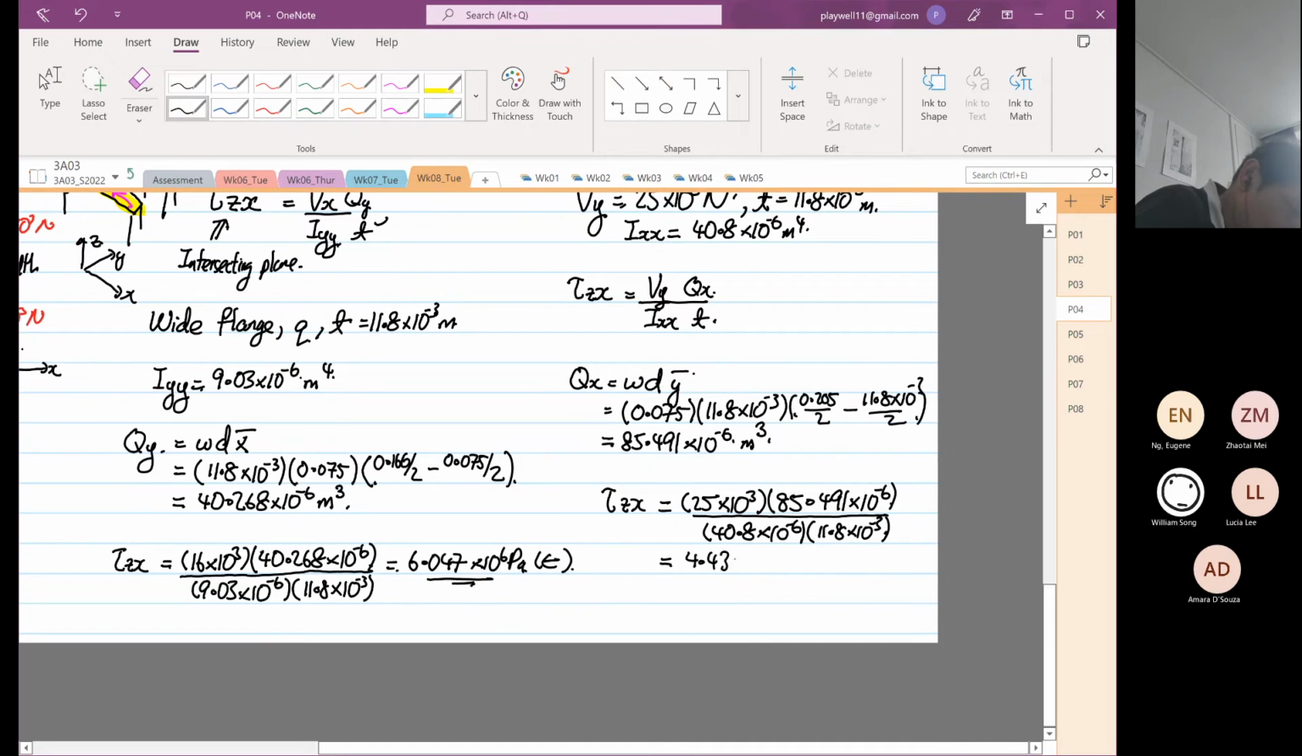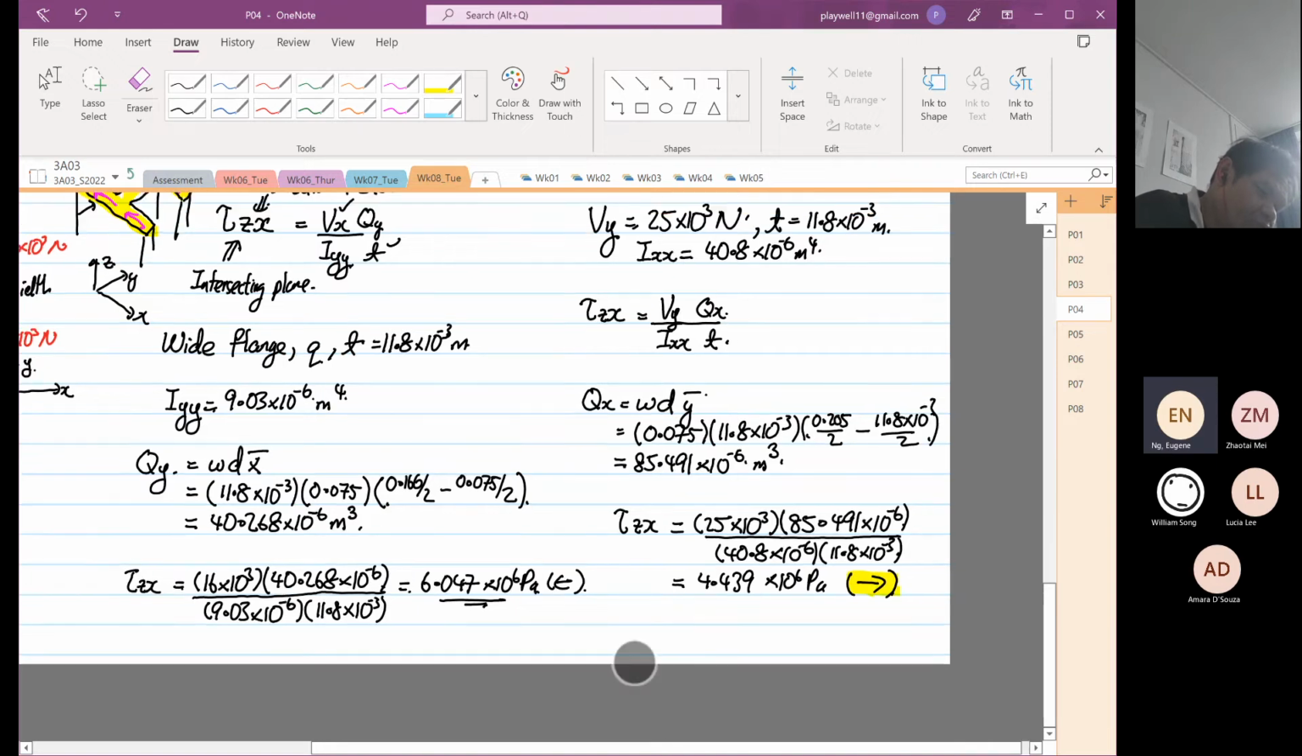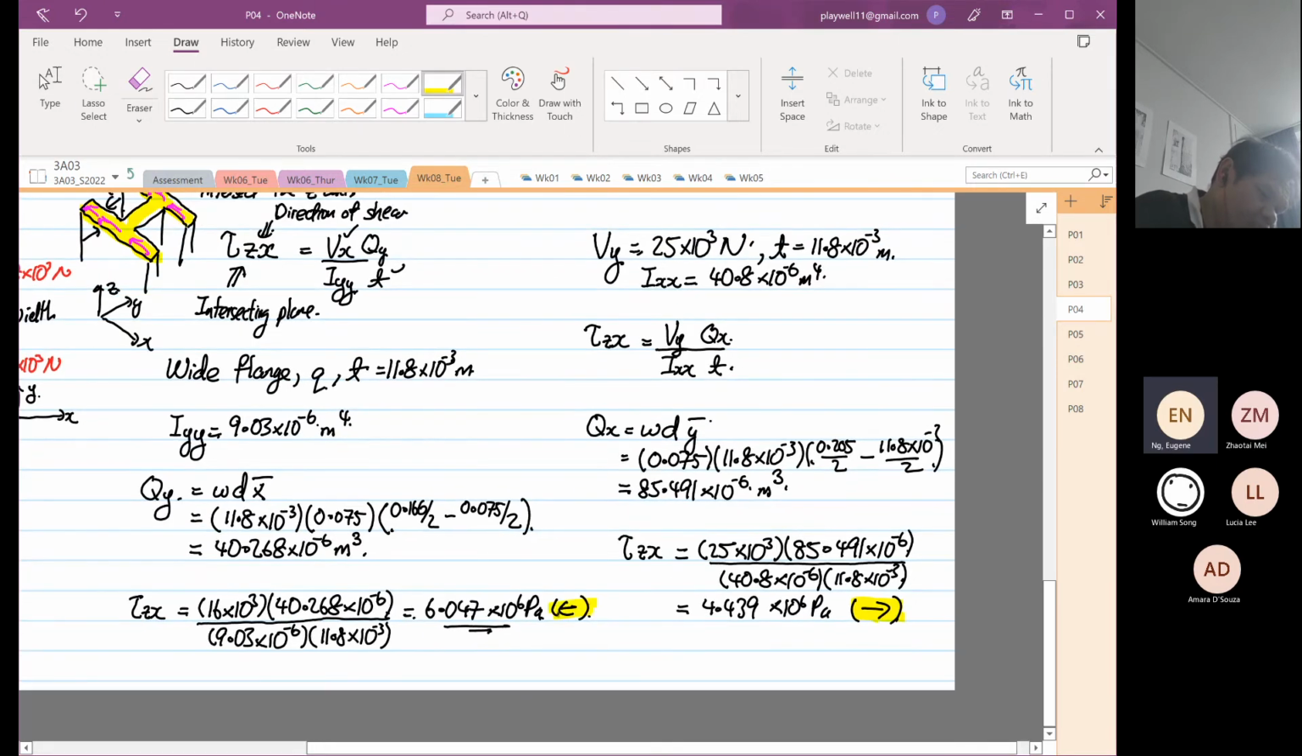times 10 to the power 6 Pascal, and now we know that the direction is different now. So this is due to your Vy, and this is due to your Vx. Okay. So now, finally, we are able to construct the element. Okay, we are able to for element A only for now.